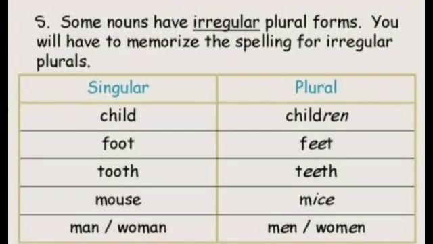Some nouns have irregular plural forms. You will have to memorize the spelling for irregular plurals, such as singular child, plural children, singular foot, plural feet, singular tooth, plural teeth, singular mouse, plural mice, singular man or woman, whereas plural men or women.